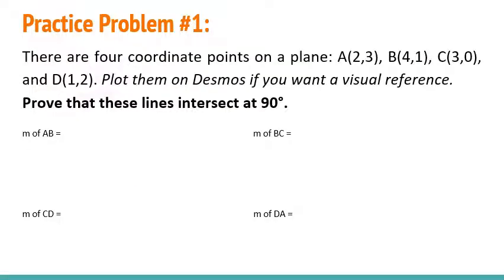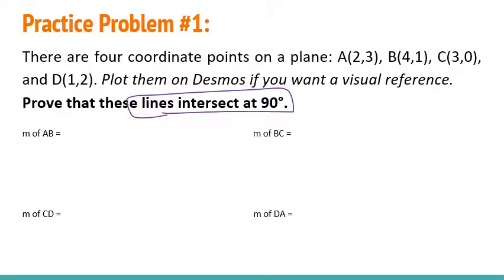All right, so here we're given 4 points on a plane, and we want to figure out if these lines intersect at 90 degrees. So I recommend you plot these on Desmos if you like a visual here. But I'll do the first one for you, and then you can do the next 3. So let's find the slopes, and we're looking for negative reciprocals again to see if they intersect at 90.